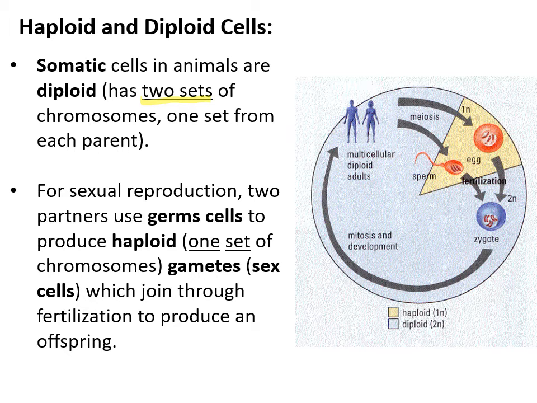For sexual reproduction, two partners have to produce germ cells, or use the germ cells to produce these haploid sex cells, which we're going to call gametes. These two gametes are going to be haploid. They have half the number of chromosomes, so that when two of them combine, they go back to the full set of chromosomes.